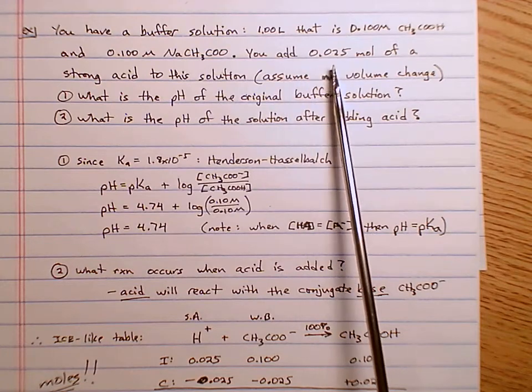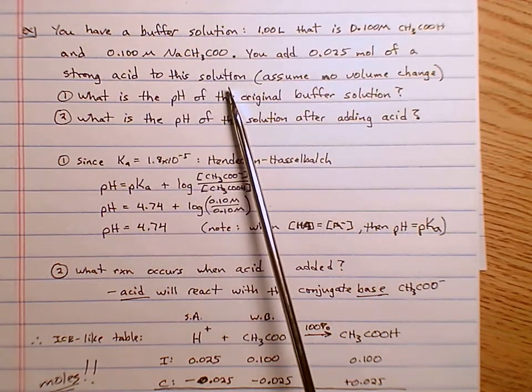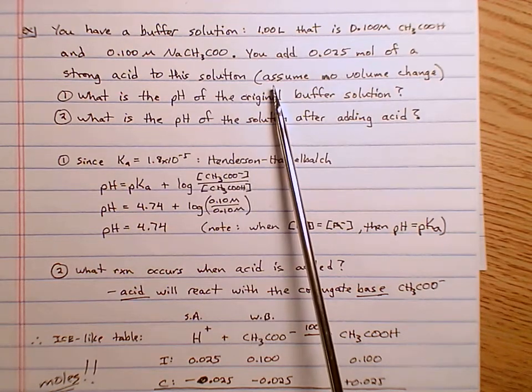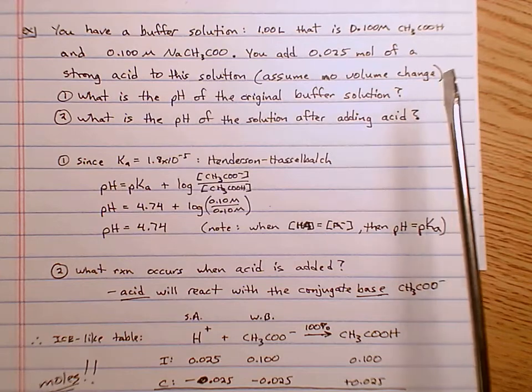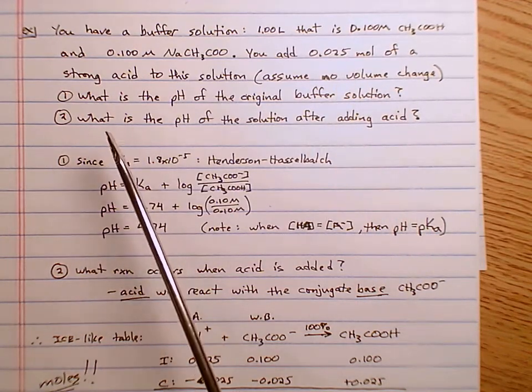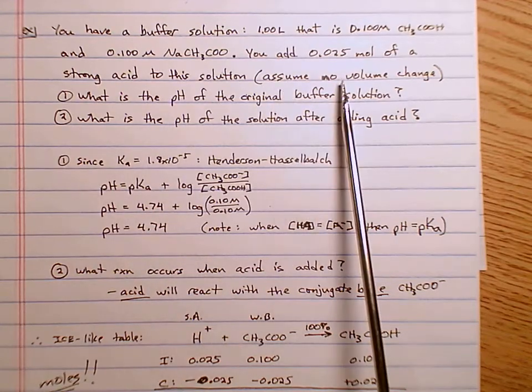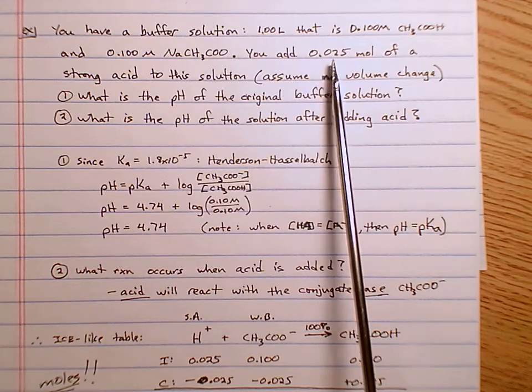You are then going to add 0.25 moles of a strong acid to this solution. And we are going to assume for this problem to make it easier that there's no volume change here. In the later problems, we're going to worry about volume change so we can make sure we can do the normal calculations. We're going to assume the volume stays at 1 liter, even though you added this little bit of acid to it.